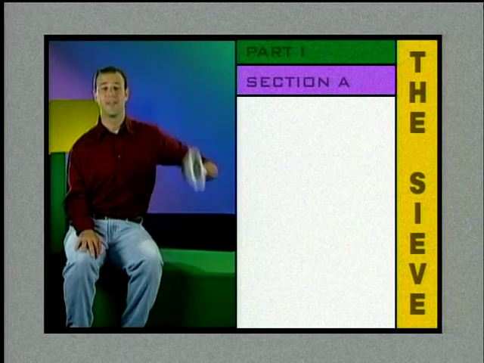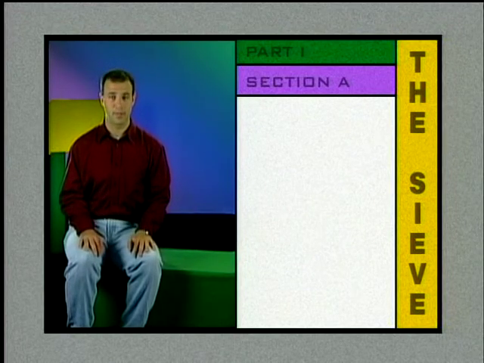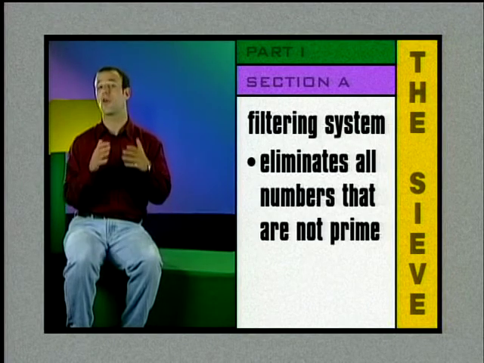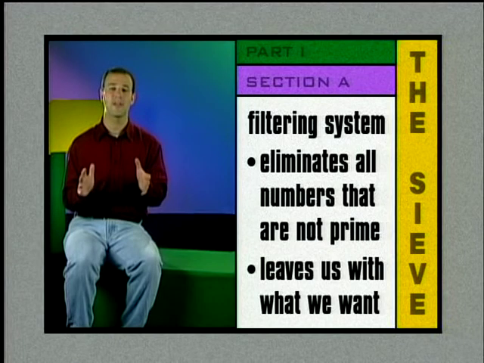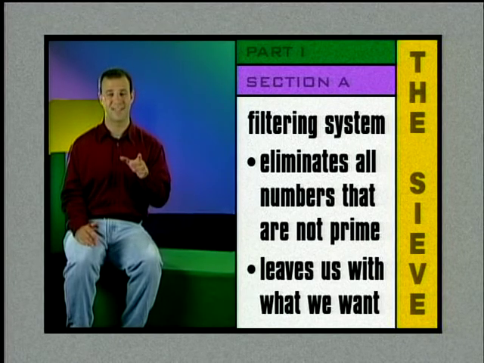Eratosthenes created a sieve, like this one. Except with his, we can figure out all the prime numbers less than a certain designated number. The sieve is like a filtering system that eliminates all of the numbers that aren't prime and leaves us with the ones we want. Let's use the sieve to figure out all prime numbers less than 100.